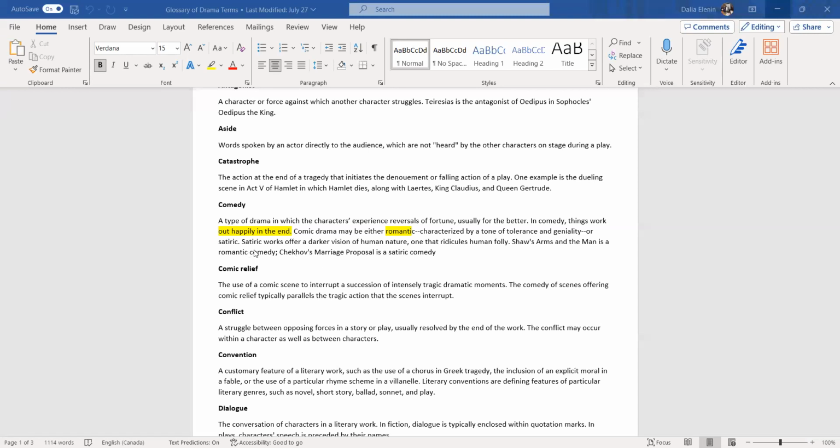Satiric works, satiric, when you have humor and when you are bitterly making the audience laugh. However, it's kind of dark comedy, black comedy. They are laughing, but from inside, there is something that is painful, right? So it is the work that offers a darker vision of human nature, one that ridicules human folly. So usually they depict or picture a certain weakness in human behavior, the conduct in general, and they use it as being sarcastic.